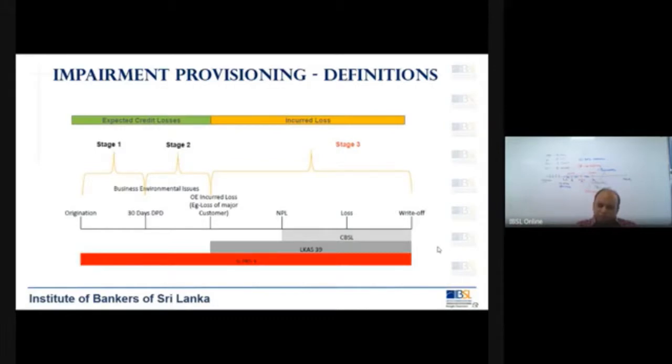And with 31st December 2017, LKAS 39 was cracked. And what we have from 1/1/2018 is now SLFRS 9. So the red color bar shown there is basically the SLFRS 9. Now what does SLFRS 9 say?